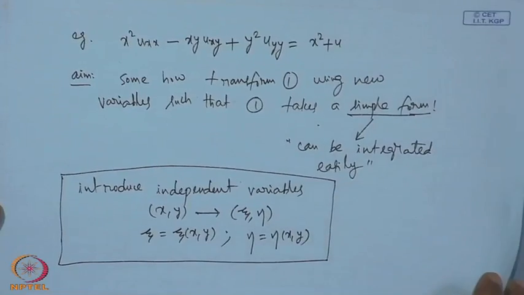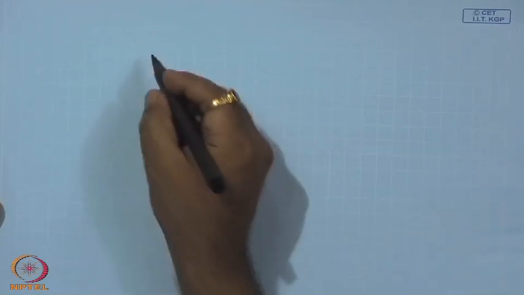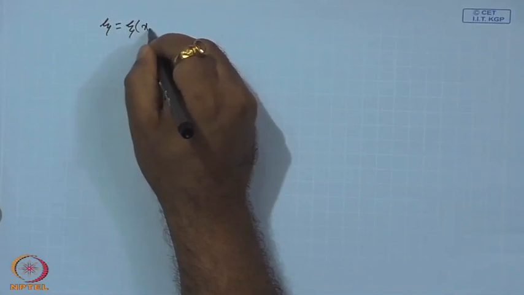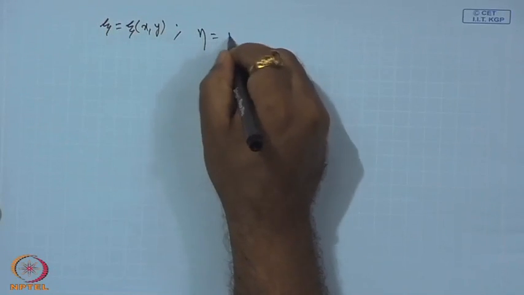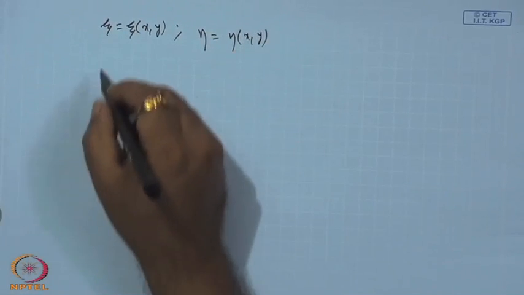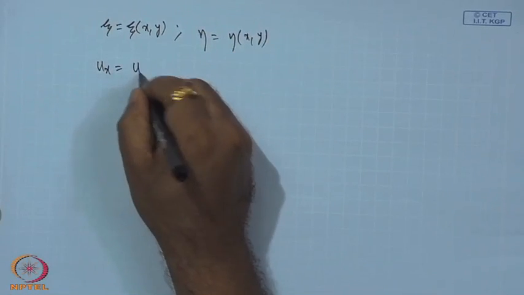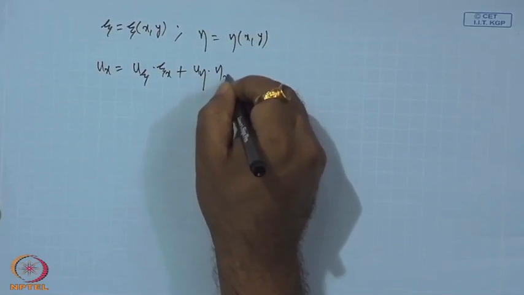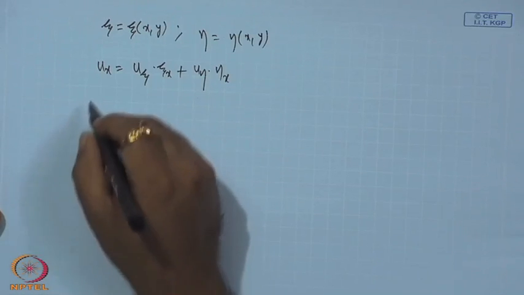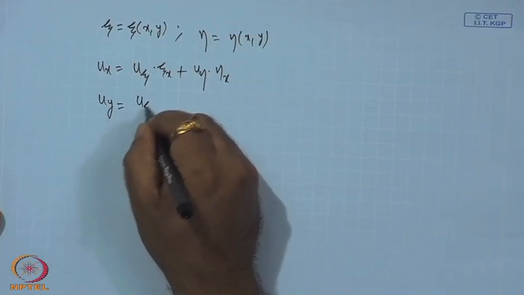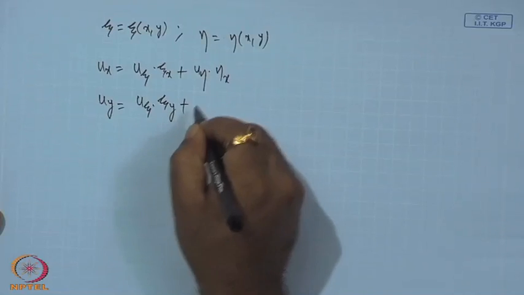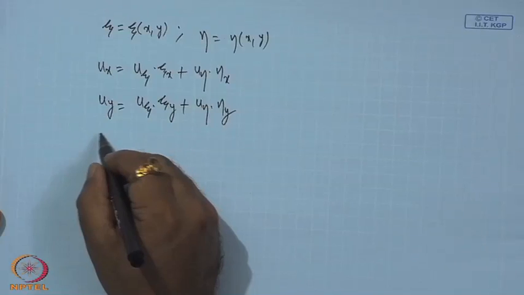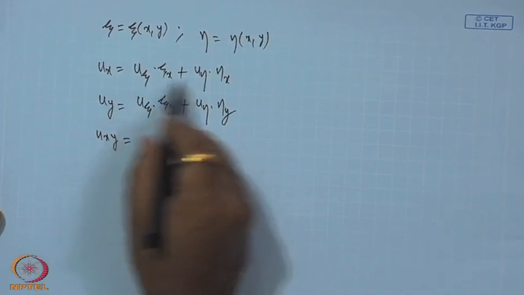So how do we proceed? Zeta is zeta of x, y. Eta is eta of x, y. So now ux is u zeta zeta x, plus u eta eta x. We are using the chain rule. Similarly uy, and the mixed terms, say uxy. So this with respect to y.